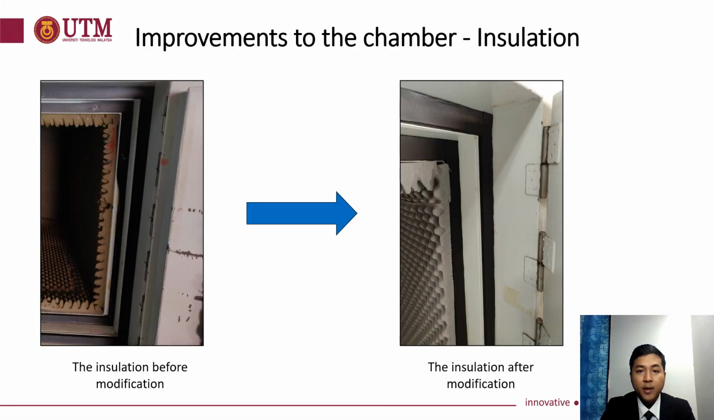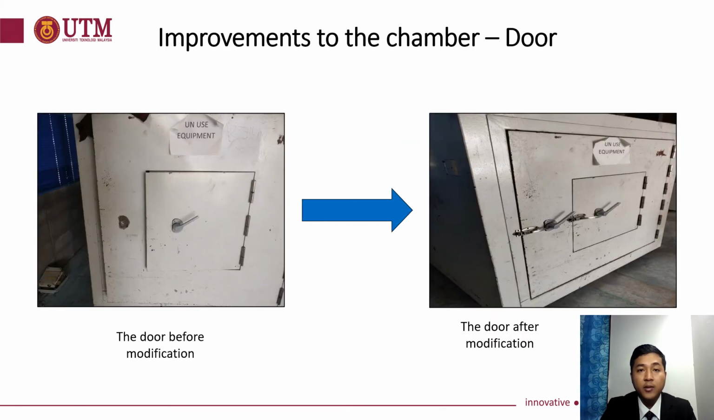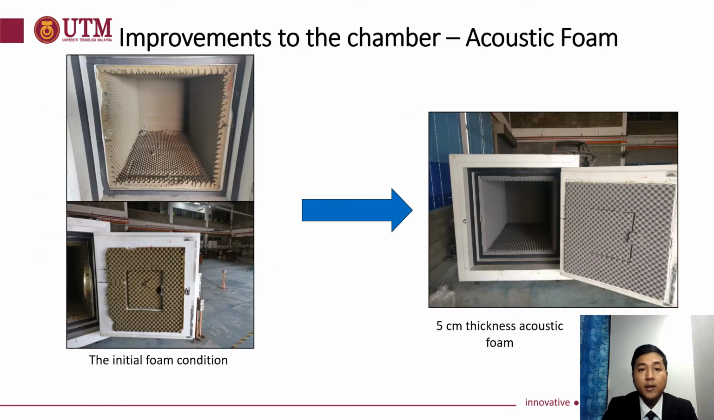The first improvement that I've made to the chamber is on the insulation. You can see the before and after installing the new insulation. The next improvement on the chamber is on the door. The first one is the door before modification, and the second one is the door after modification. You can see the new door handles after the modification. The old foam, which is the initial foam condition, has been changed to new foam, which is 5 cm thickness.